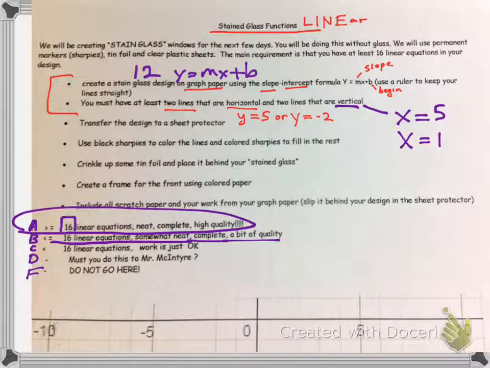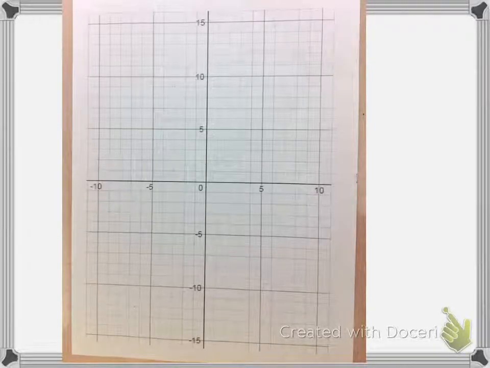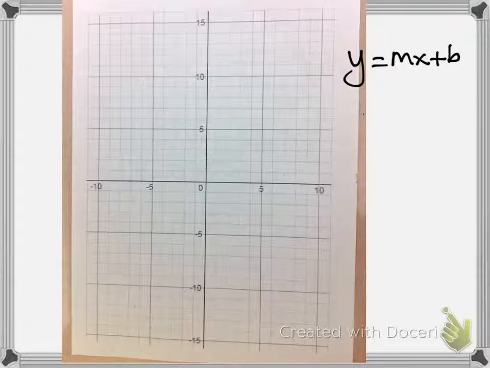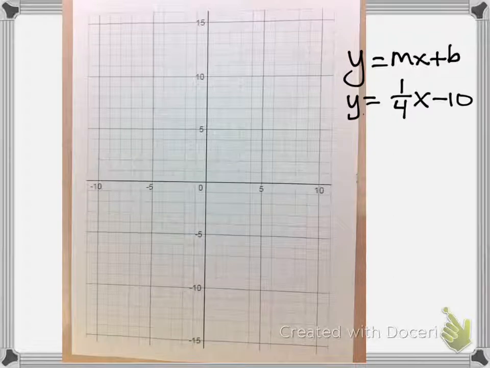So let's start our design. I'm going to just show you how to do it. Don't copy this down, just watch and listen. So here we go. I'm going to graph y equals mx plus b. So I'm going to make up a slope. I'm just going to say 1/4 x minus 10. So that's my first equation.